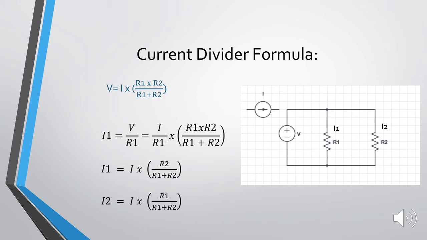These I1 and I2 are basically the current divider formula, and they say that the current through any resistor is equal to the product of the current times the other resistance divided by the sum of the total resistance.